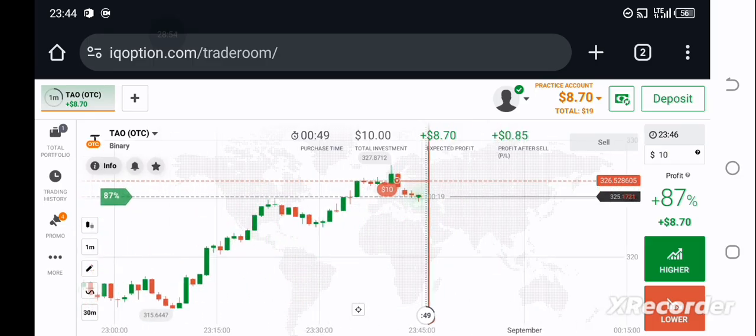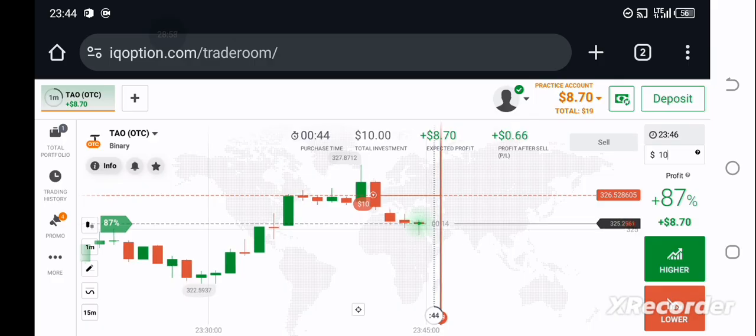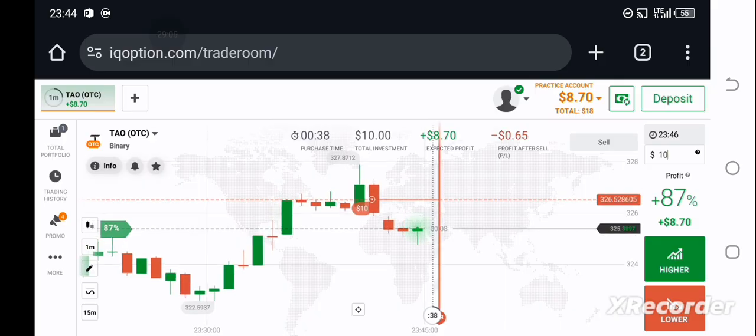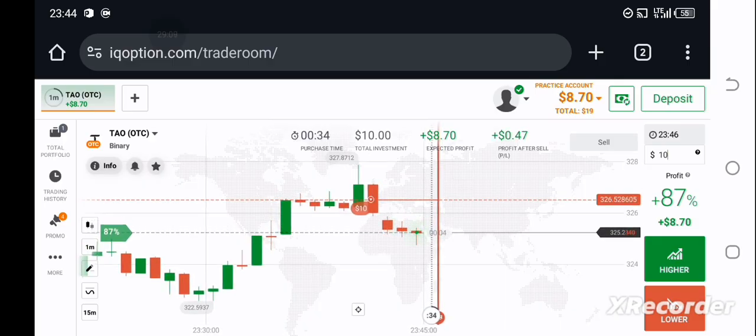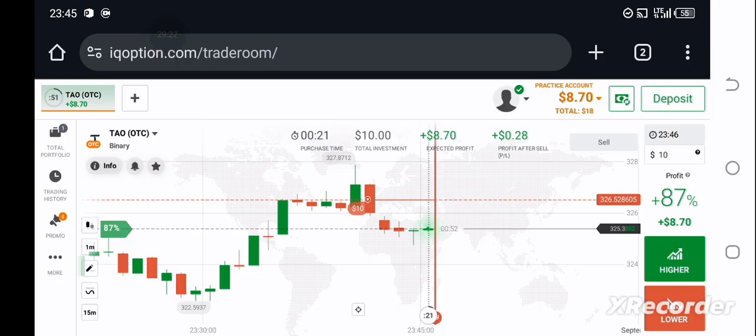Okay, so when you sell, the goal is for the market to be below your entry point. If you buy, the goal is for the trade to be above your entry point. Okay, 1, 2, 3, 4. This is the fourth candlestick, the 4th minute. We are in the last 5 minutes now. This is the 5th minute, the last candlestick. At the end of this time, the candle will close.